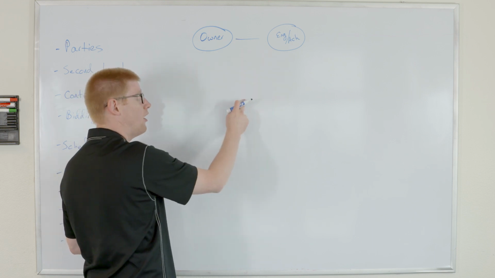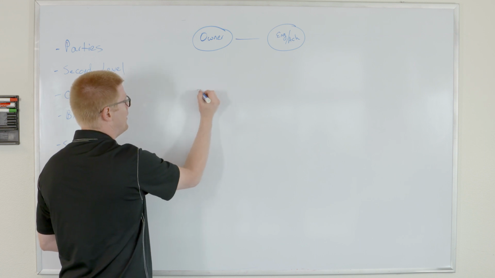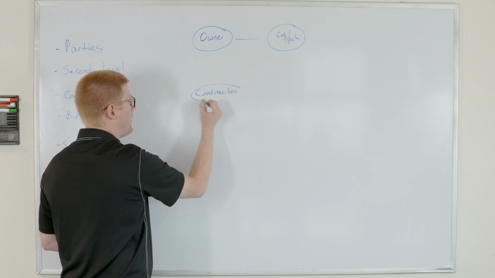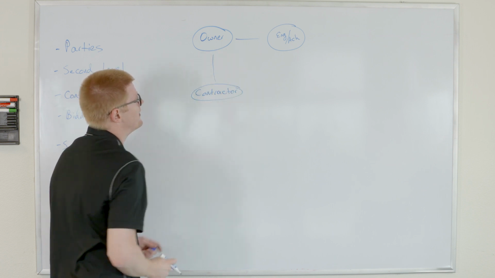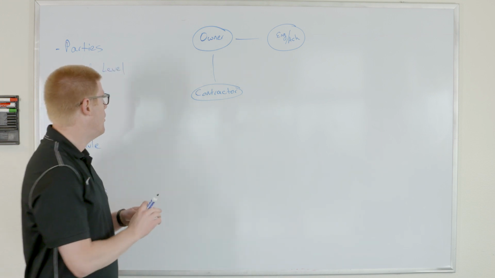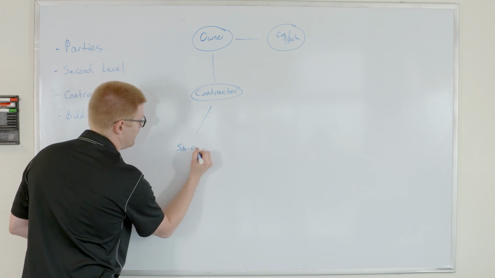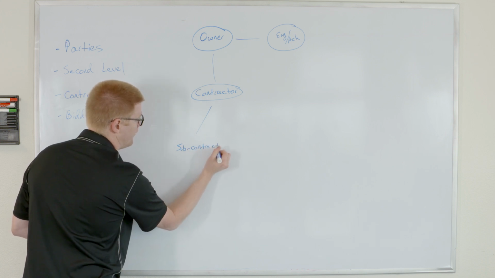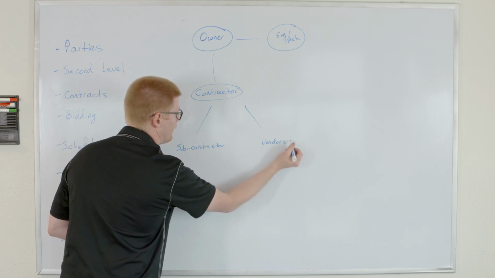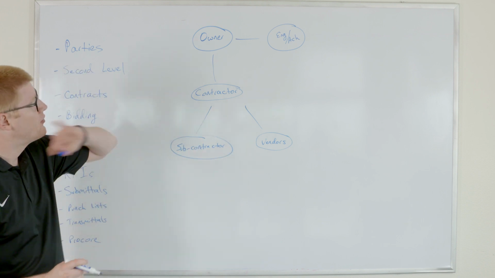And like I said, it doesn't really matter where we go. It can come off the engineer architect leading the contractor or the owner. For the purposes of this today, we're going to go off the owner. So here's our contractor. And like I said, all these lines represent contracts. That contractor in turn will come down and handle the subcontractors and the vendor. And again, all these lines represent contracts.